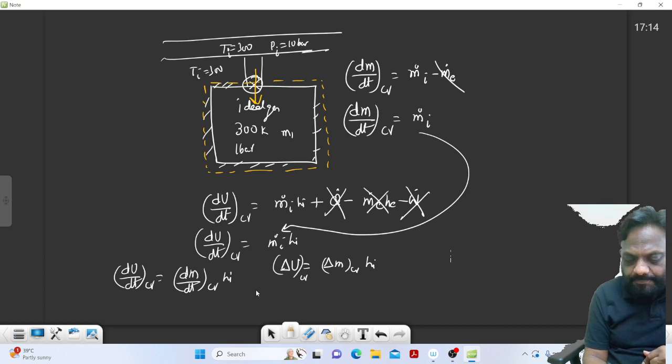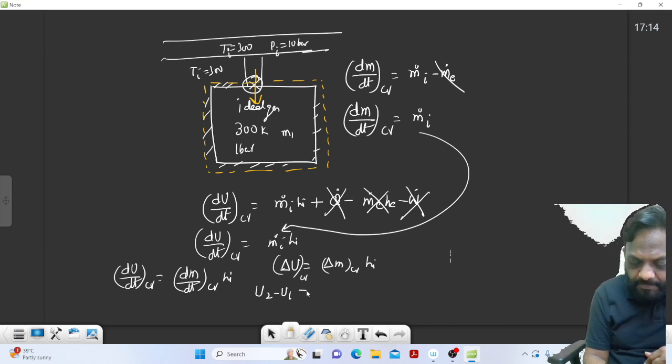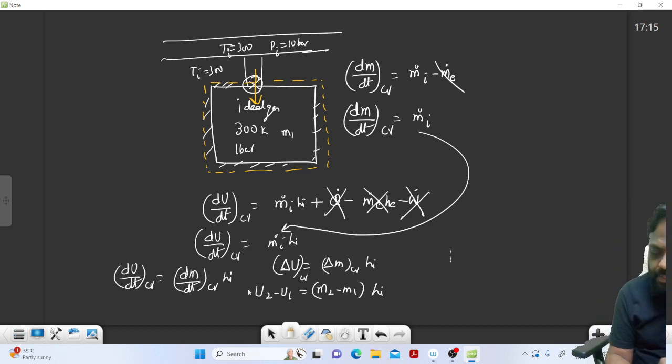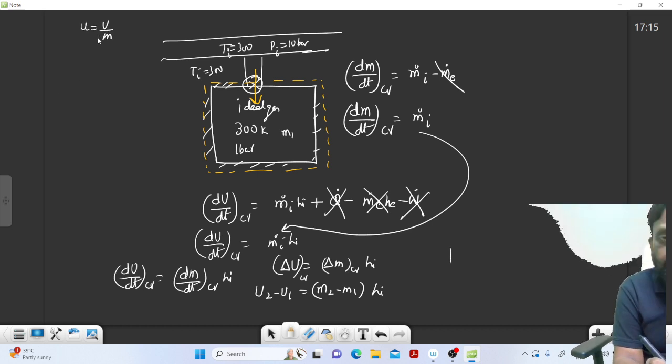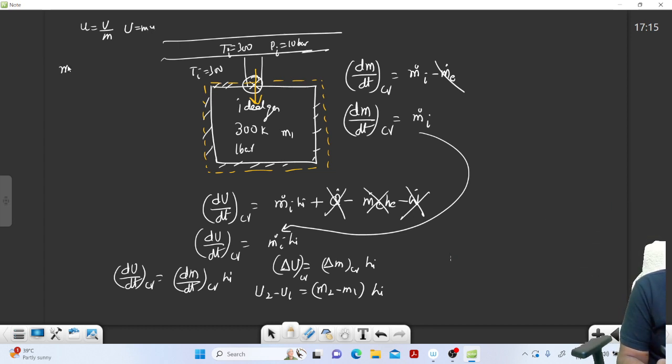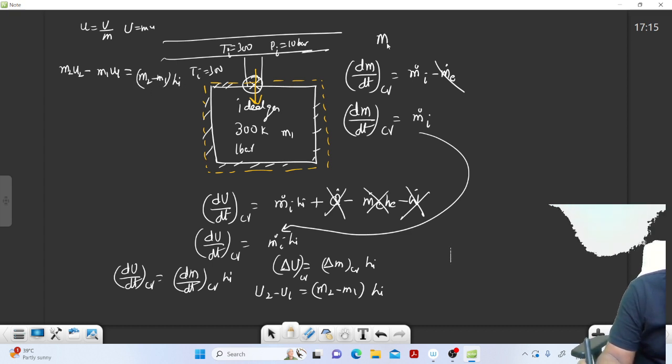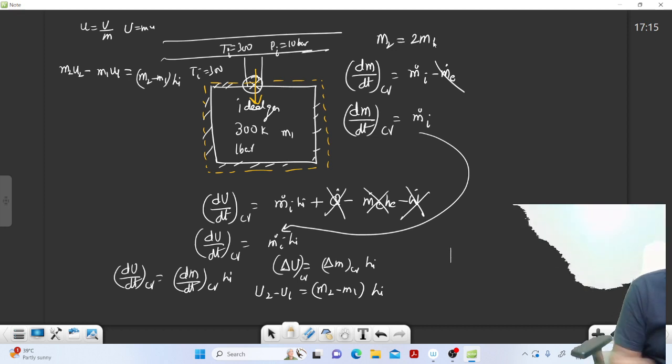What is the change? It is final minus initial, into hi. Take it easy, no tension. U2 can be written as: specific volume is total by mass, so U is equal to m into u. U2 is m2 u2, U1 is m1 u1. That is equal to (m2 minus m1) into hi. Very good.